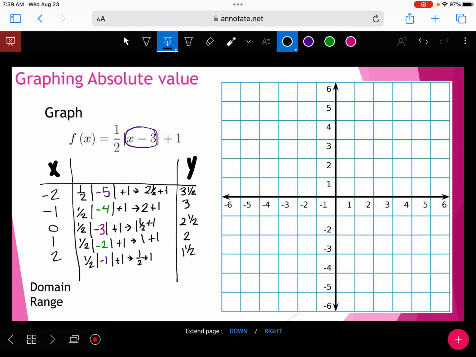So let's count these points and make sure we have enough that we need. Negative 2, 3.5. Negative 1, 3. 0, 2.5. 1, 2. 2, 1.5. Have we found the bottom of the V? Has it come back up? We got to keep going. So let's see if 3 gives us a bounce yet.